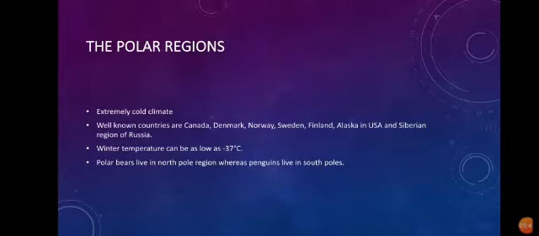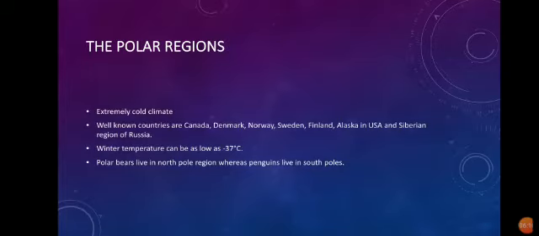Okay, now during winter in polar regions, the temperature can be as low as minus 37 degrees Celsius. So just imagine how cold it is, right? The animals living in the polar regions have got thick skin and a layer of fat, that we will discuss one by one. Okay, now mainly we will discuss two types of animals of the polar region, that is number 1 polar bear and number 2 is penguin.